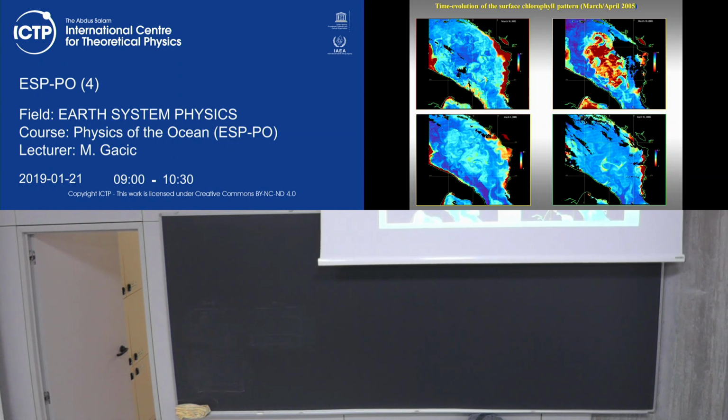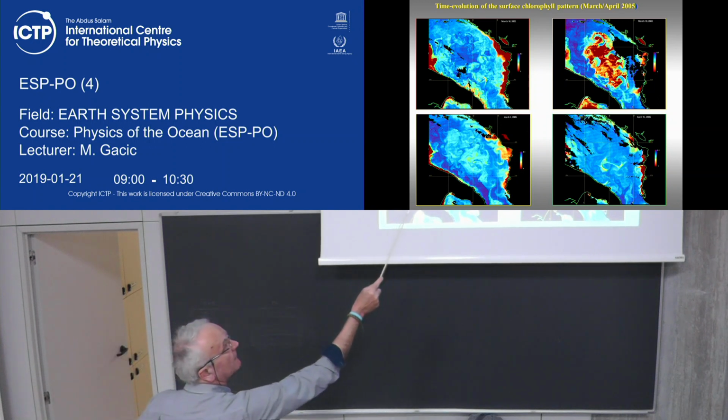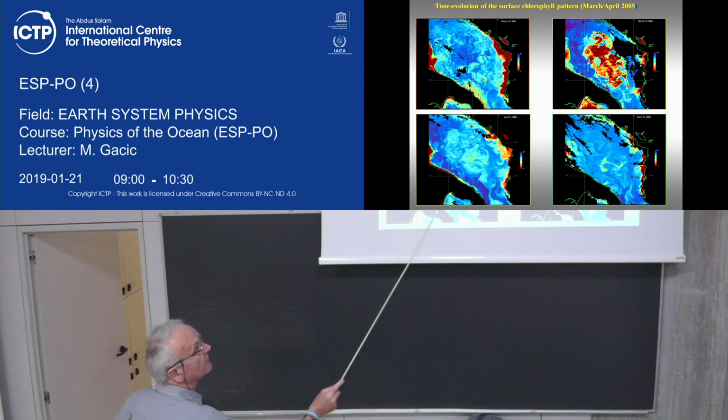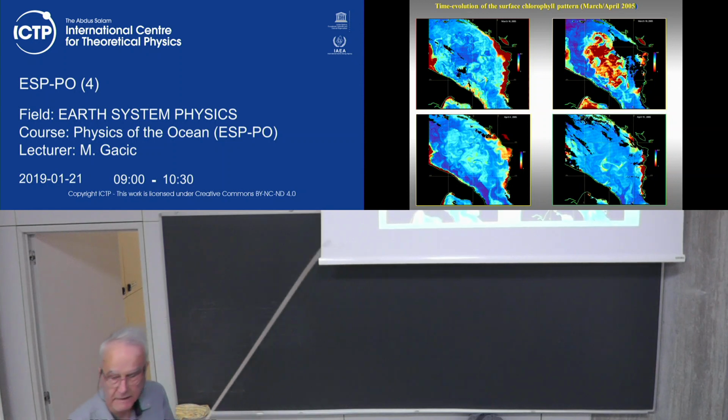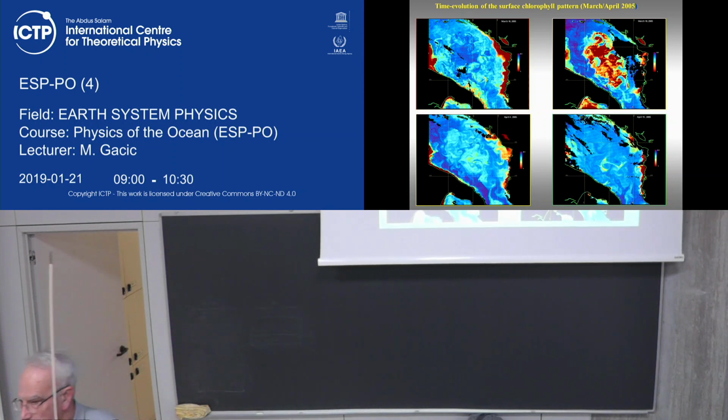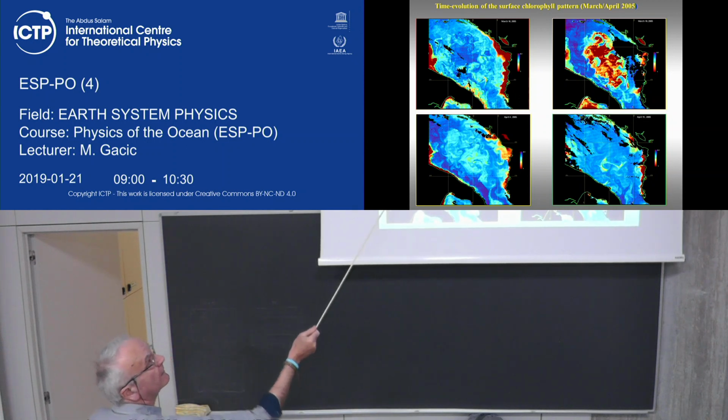Don't pay attention to this reddish area here along the coast, which are areas where there is a strong discharge of rivers or freshwater sediments from rivers, or resuspension due to strong coastal currents. Let's concentrate on the central part here.